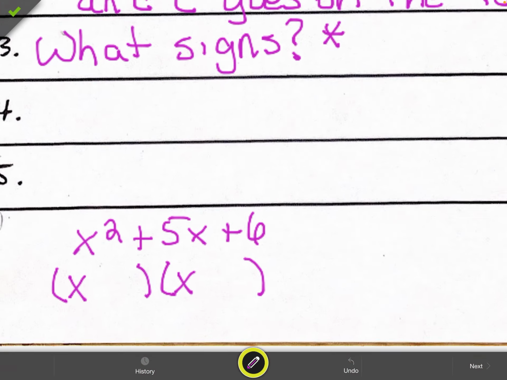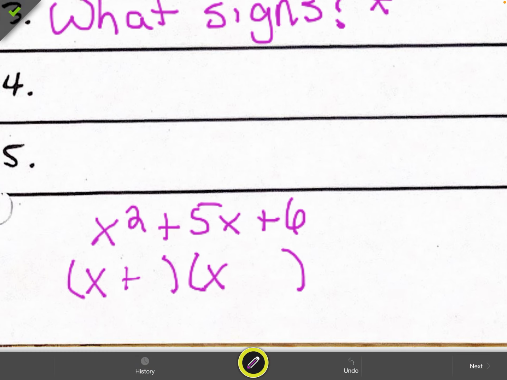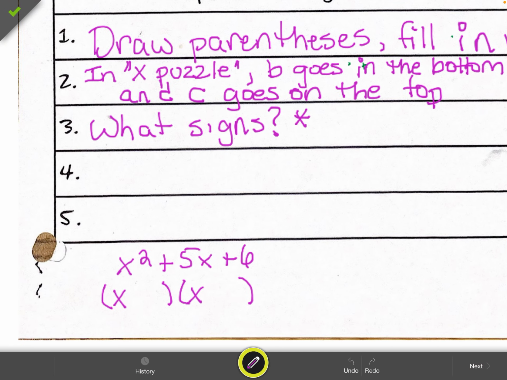Meaning, technically, you have to figure out whether it's going to be a plus and a plus, or a minus and a minus, or a combination, a plus and a minus. But the way we're going to show you how to use the X puzzle, you don't really need to worry about that. So that's why I put a little asterisk there. You don't necessarily need that.